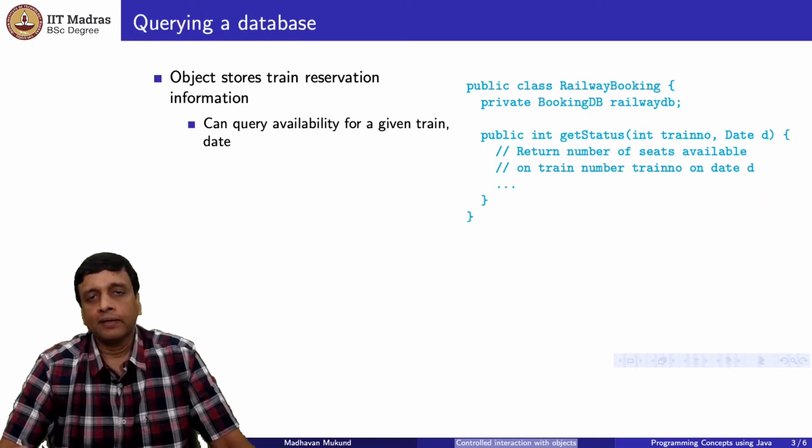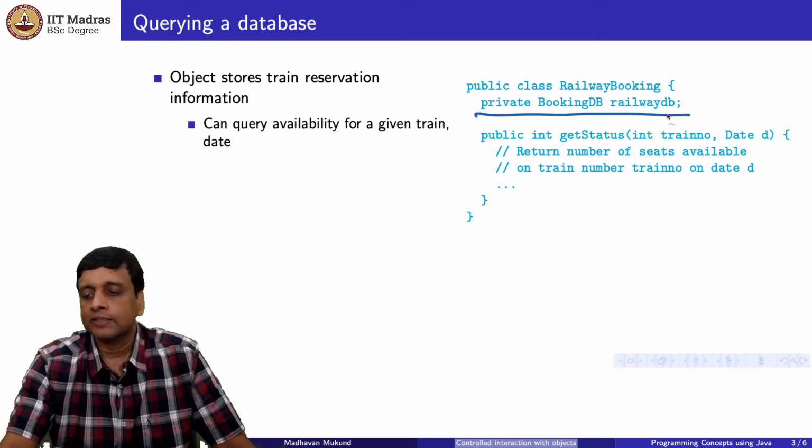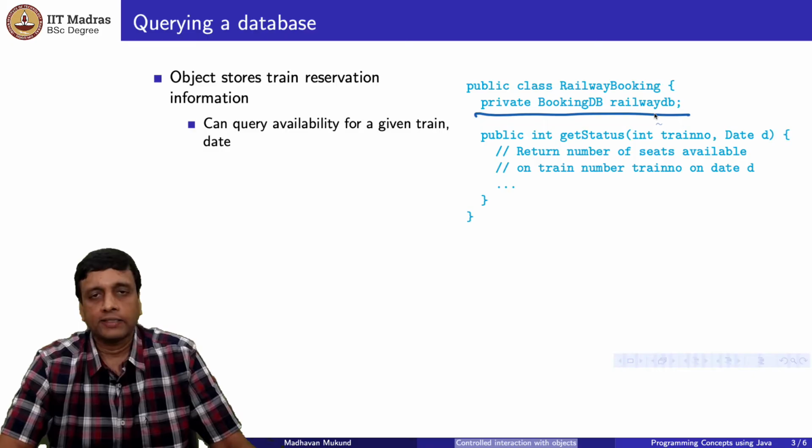So as a running example, let us imagine that we are trying to query a database such as a railway reservation system. So we have abstractly an object which stores reservation data about all the trains which are running in a railway network. And of course the database is a private thing. So let's assume that we have a kind of booking database class which stores this concrete railway DB as an instance. So railway DB is the populated database of current bookings.